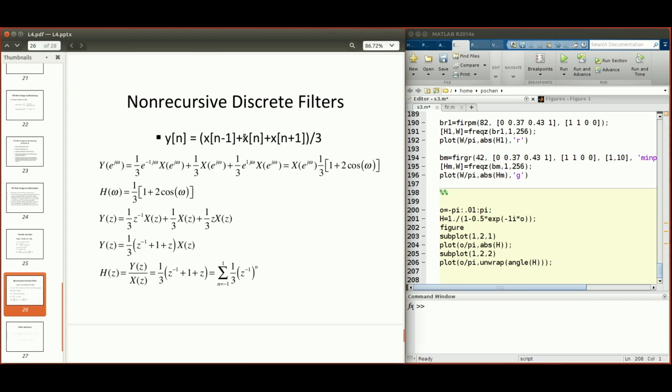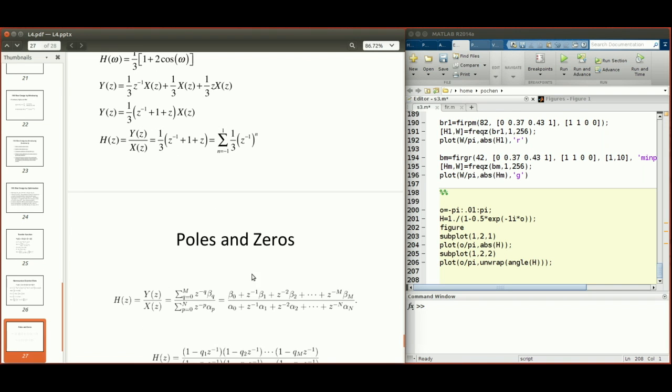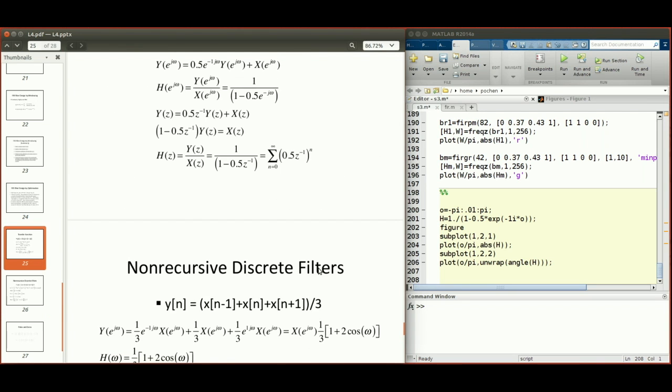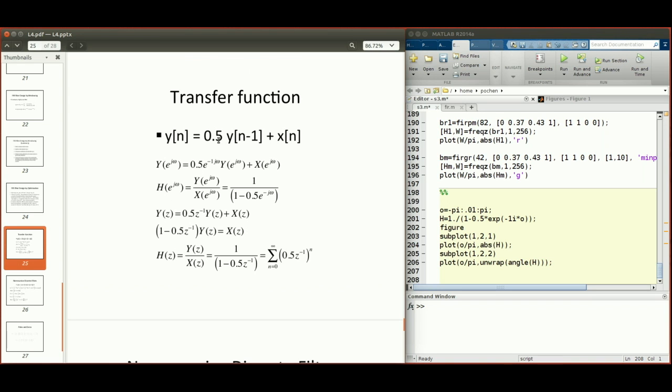So for this kind of non-recursive filter, you can specify alpha 0 to be 1, and then alpha 1, alpha 2, up to alpha n to be 0, and then you recover a non-recursive discrete filter. But if you actually have non-zero values for alpha 1, alpha 2, up to alpha n, then essentially you are having a non-unity denominator. So it allows you to account for these kinds of transfer functions. That's for recursive filters.